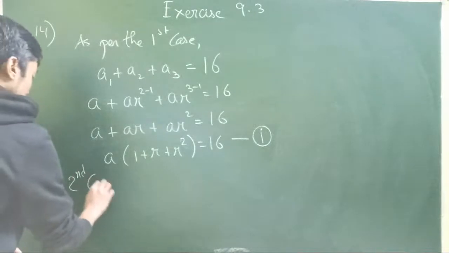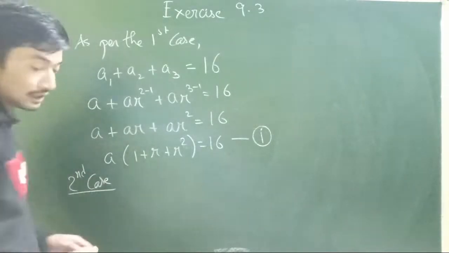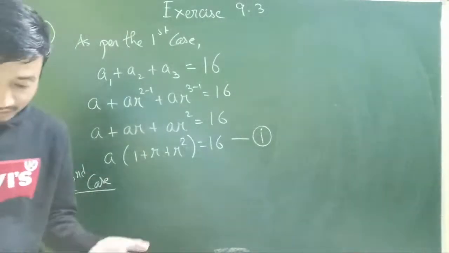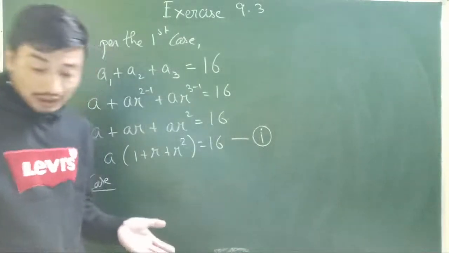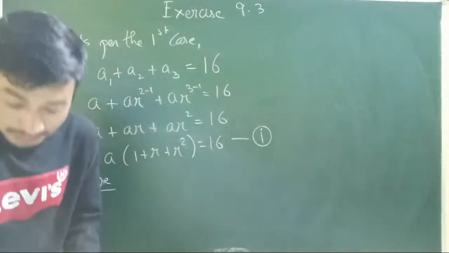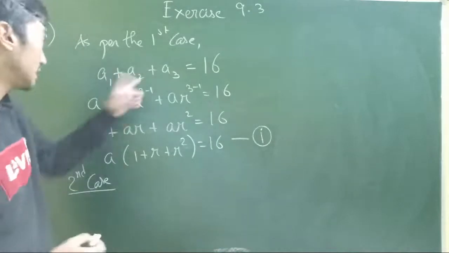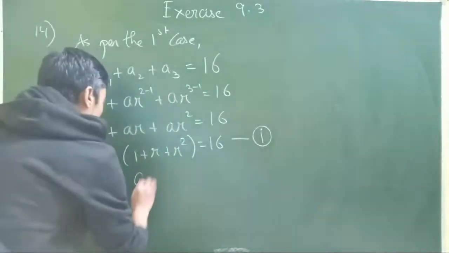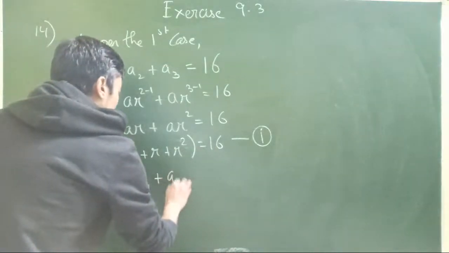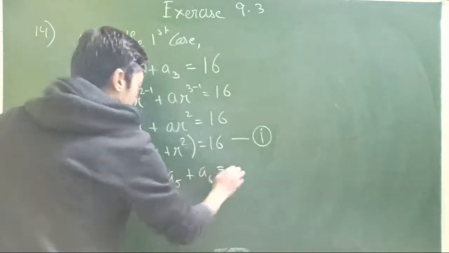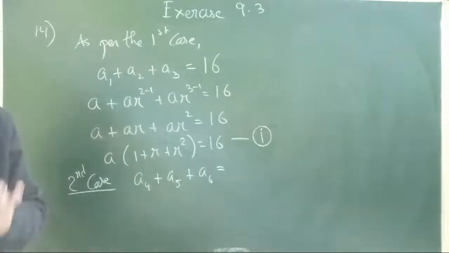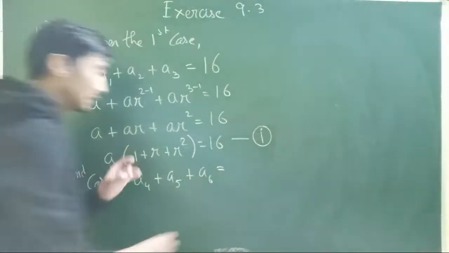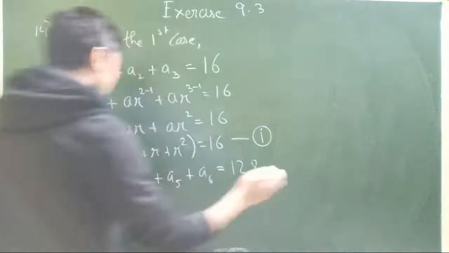Second case. Again, it states the sum of the first three terms is 16, done, fine. The sum of the next three terms is 128. So first, second, third. So the next three terms are fourth, fifth, sixth. So fourth term plus fifth term plus sixth term. The sum of the next three terms is 128. Let's see what we can have from here.